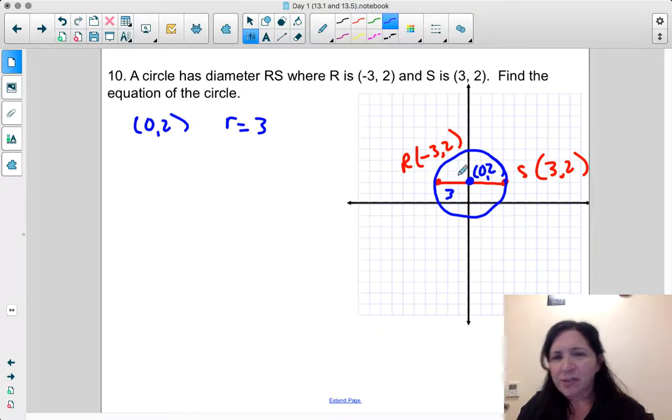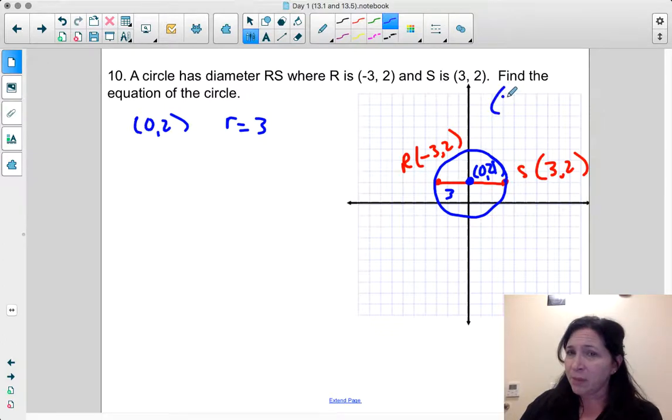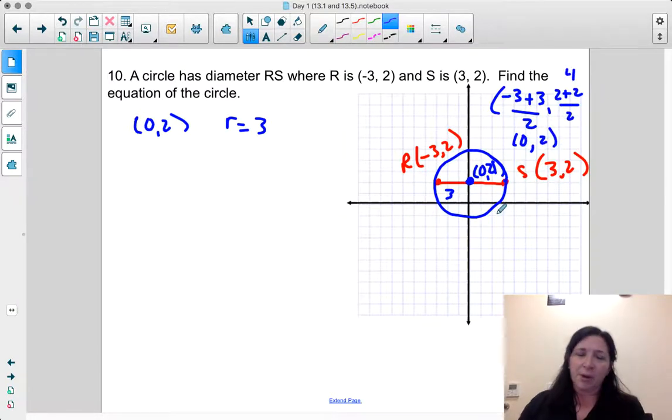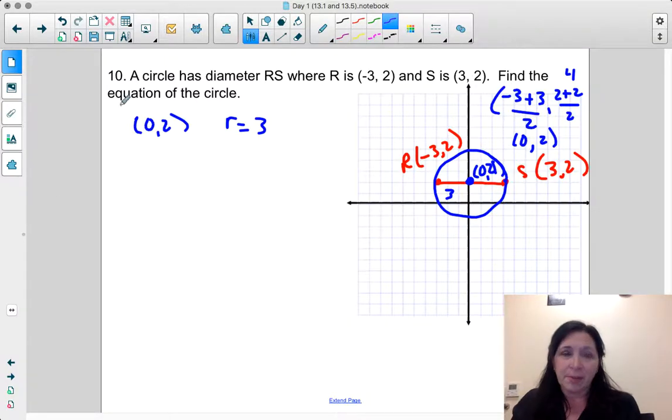I thought I was going to have to use the distance formula to find that, or the midpoint formula to find the middle. I mean, I could. I could use the midpoint: -3 plus 3 divided by 2, which is 0 divided by 2, which is 0. And then 2 plus 2 divided by 2, which is 4 divided by 2, which is 2. There's my midpoint. Thought I was going to have to use the midpoint formula, but didn't.